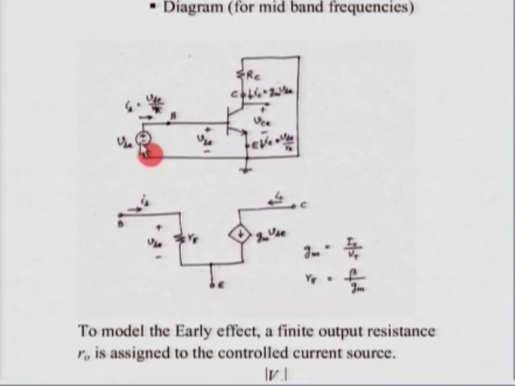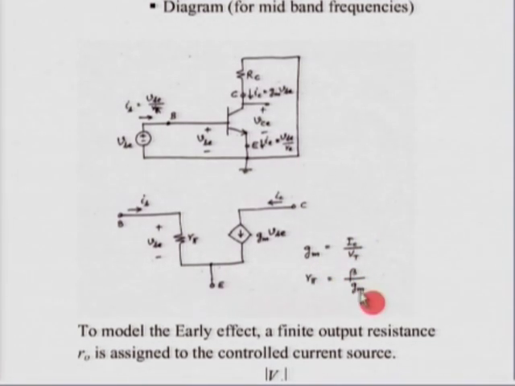And we have small VB as the input here, and that causes a small IB current flowing into the base, and that would cause a collector current. Now, in the hybrid pi model, for the input circuit, base to emitter, we have a resistance R pi, which is essentially small VB by small IB. The other parameter here is GM, and GM is IC by VT. IC is our DC biasing current, and VT is the thermal voltage.